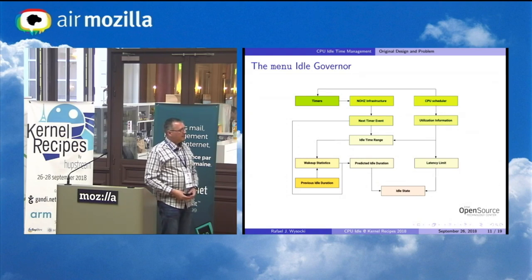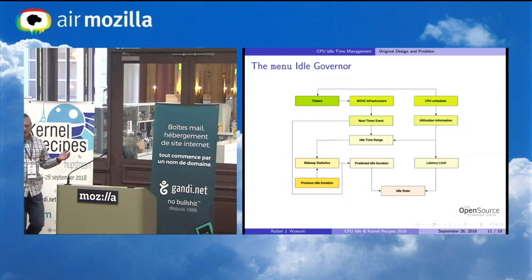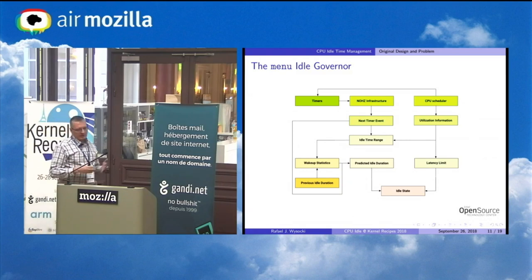The way the statistics are collected is, obviously, when the CPU has been woken up, there is this previous idle duration that was measured. It's a measured number. We know how much time the CPU was idle before. That goes into the statistics and into the bin that was selected using the next timer.